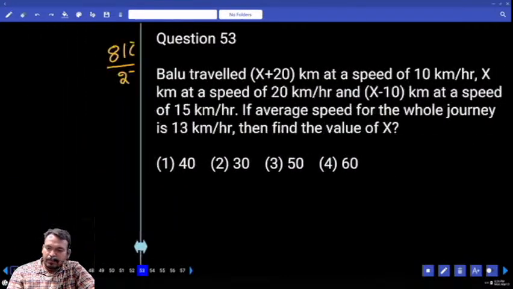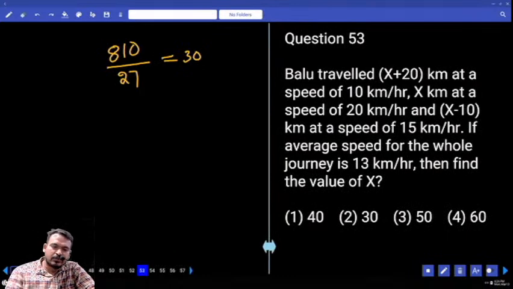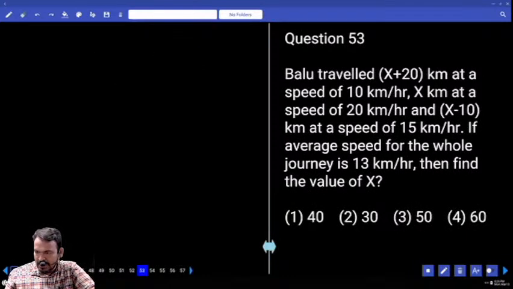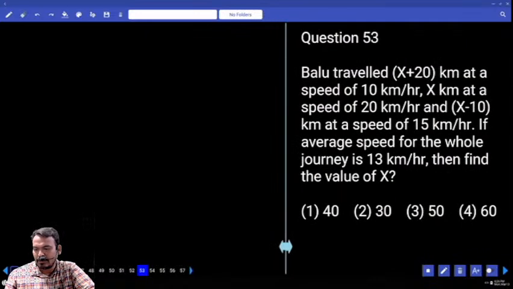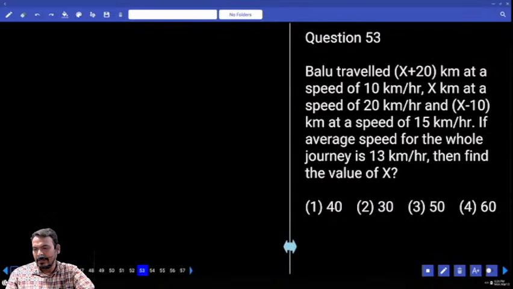Next question number 53. Balu traveled x plus 20 kilometers at a speed of 10 kilometers per hour, x kilometers at a speed of 20 kilometers per hour and x minus 10 kilometers at a speed of 15 kilometers per hour. If the average speed for the whole journey is 13 kilometers per hour, find the value of x.